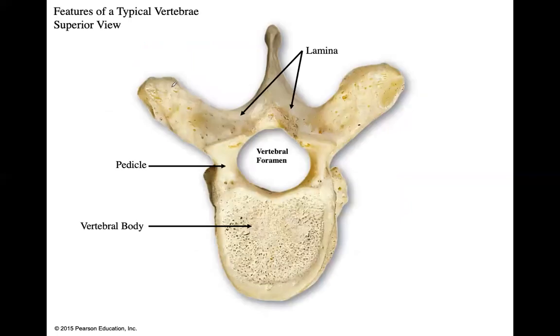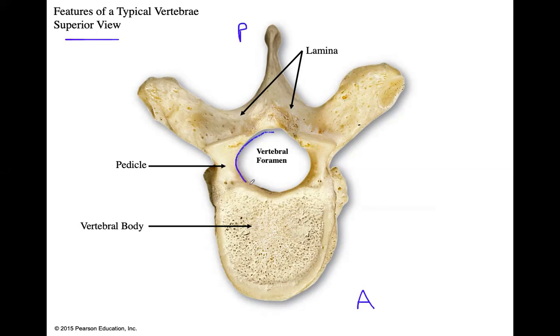Okay, so let's look at some of the features of a typical vertebrae. So this is a typical vertebrae from a superior view. We're looking at it from above down. This is anterior in the front, and back here is posterior. So you have to be able to orient yourself.